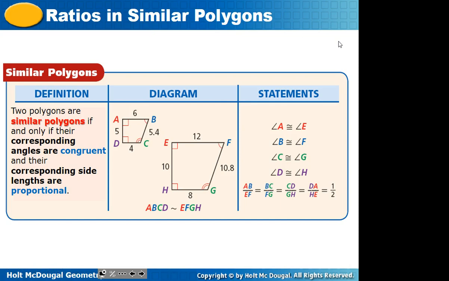If you notice here, angle A up here is a right angle and angle E is a right angle. So that means A is congruent to E. Angle B has one arc here and angle F has one arc. So B is congruent to F. Angle C has two arcs here. G has two arcs here, so those are also congruent. And then we have that D is a right angle here and H is a right angle there.